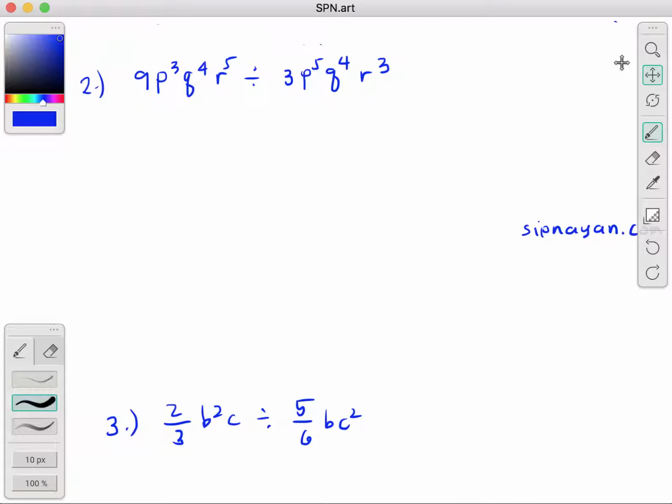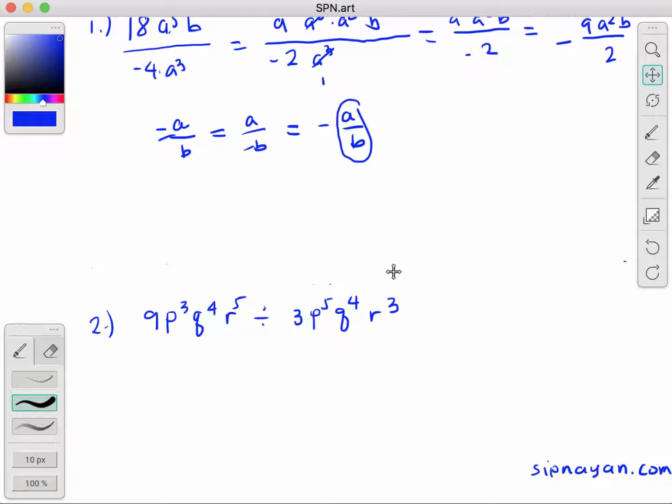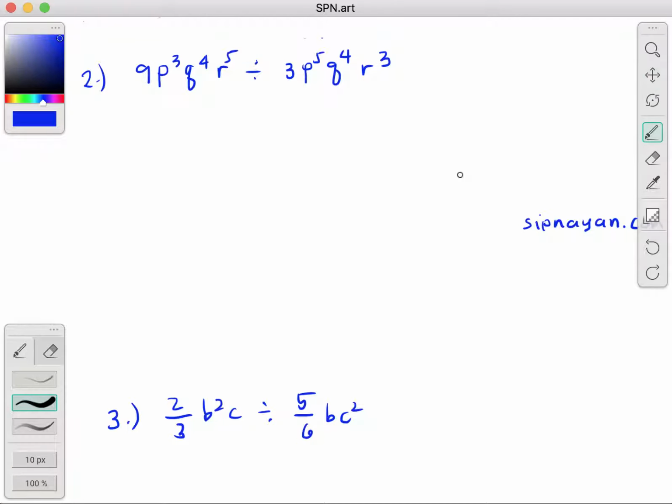Okay, so dito we have 9p cubed q to the 4th r to the 5th divided by 3p to the 5th q to the 4th r cubed. Mas madali kung isulat natin siya katulad nito, may fraction bar, kasi mas madali natin makita yung mga corresponding variables. So, pwede natin siyang isulat as 9p cubed q to the 4th r to the 5th divided by 3 p to the 5th q to the 4th tsaka r cubed.